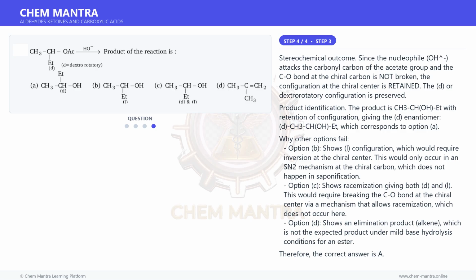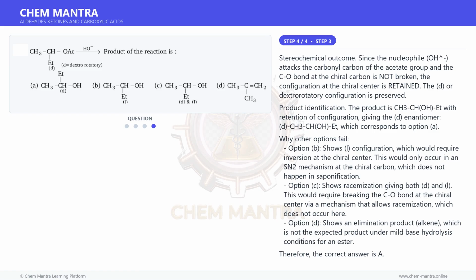And for the final step, stereochemical outcome. Since the nucleophile, OH-, attacks the carbonyl carbon of the acetate group and the C-O bond at the chiral carbon is not broken, the configuration at the chiral center is retained. The D, or dextrorotatory, configuration is preserved.